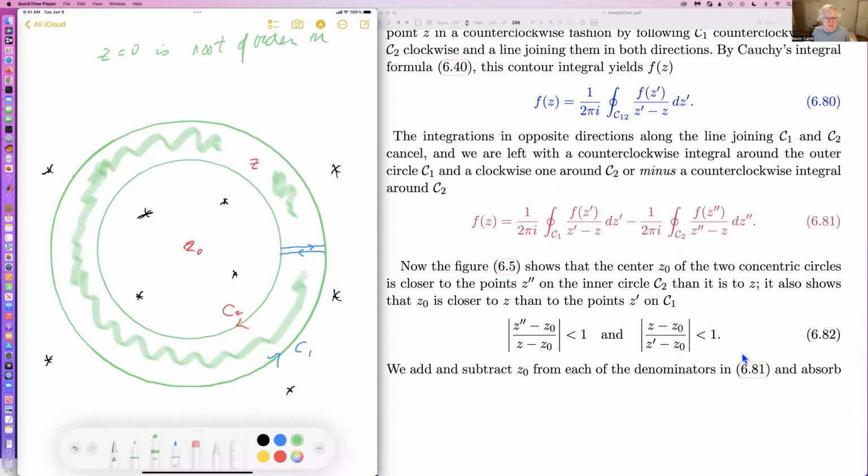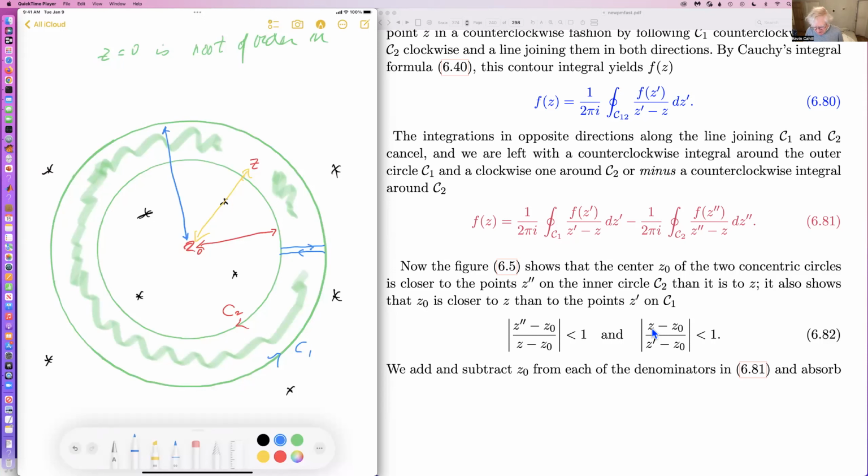But now the key point here is that the points z have a certain distance. Let me see, we want it to be right in there. So there's a certain distance here of z minus z0. And there's another distance here, this distance. And then there's a third distance, which is, let's do blue, this distance.